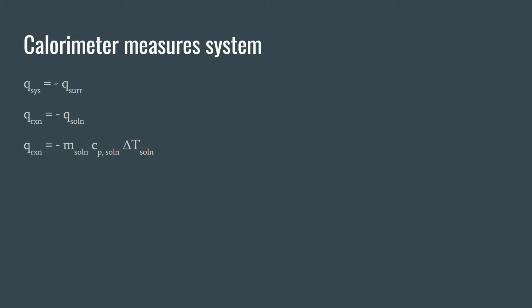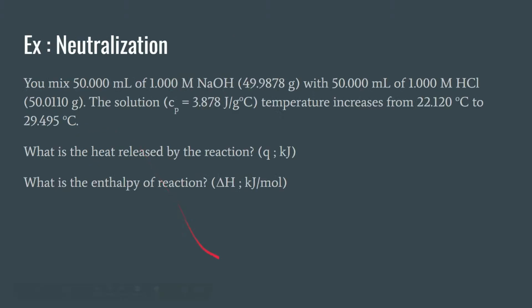So when you're doing that calorimeter work, don't forget, Q of the reaction is negative Q of the solution. You're measuring the temperature of the water. You care about the temperature change, or you're measuring the heat change, I should say, of the water. But you care about the heat change of the reaction. Remember that negative sign. So, if you were to mix 50 milliliters of sodium hydroxide with 50 milliliters of hydrochloric acid, the solution temperature increases from 22 to 29-ish degrees Celsius. What is the heat released by the reaction, and what is the enthalpy of the reaction? Those also, again, are not the same thing.